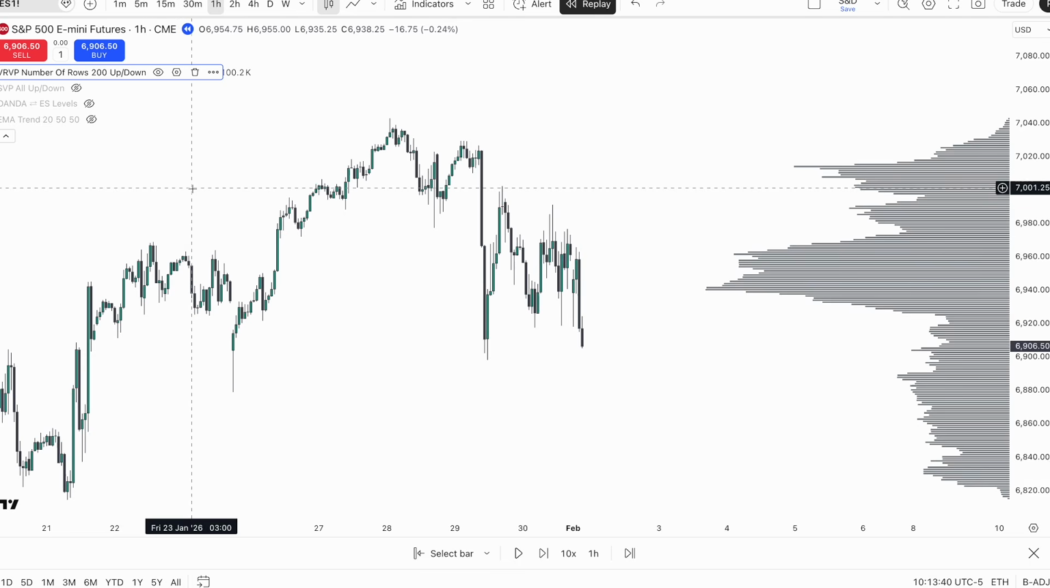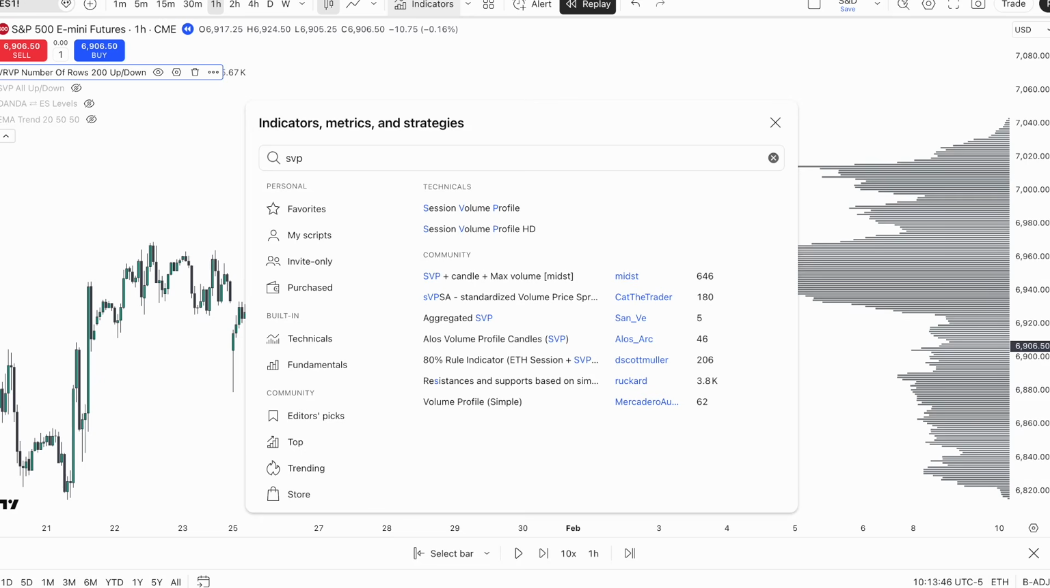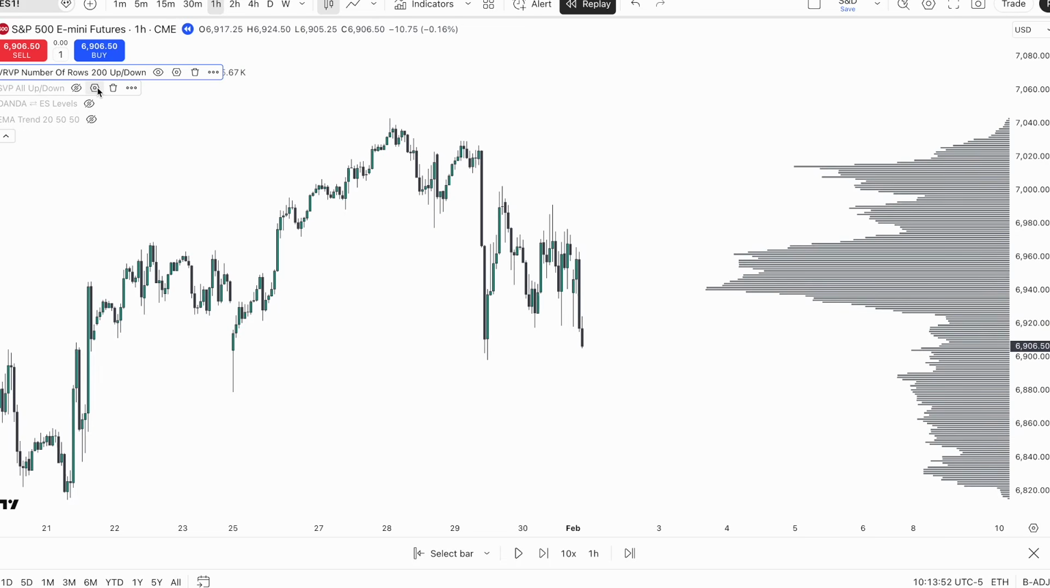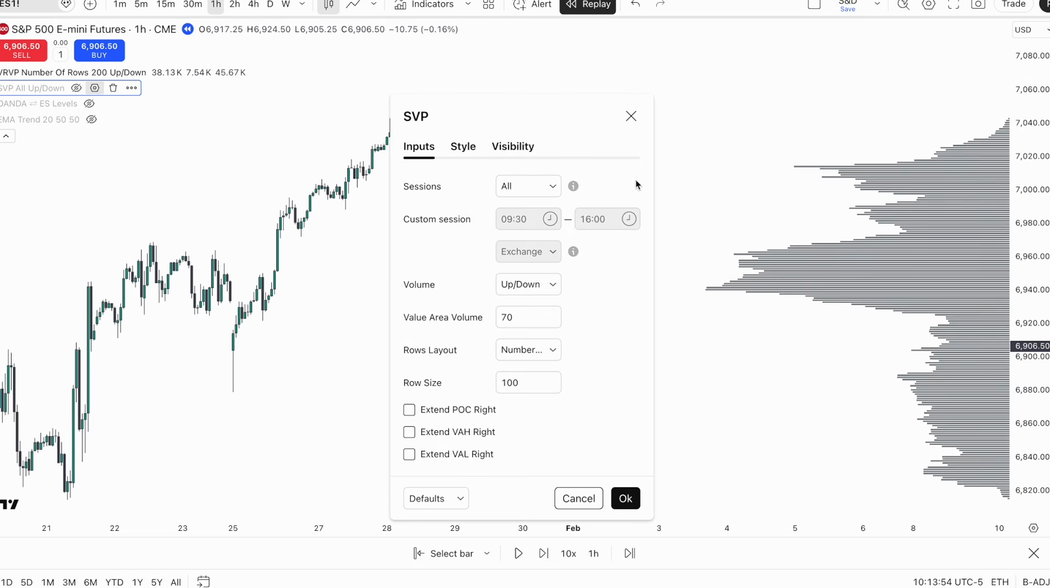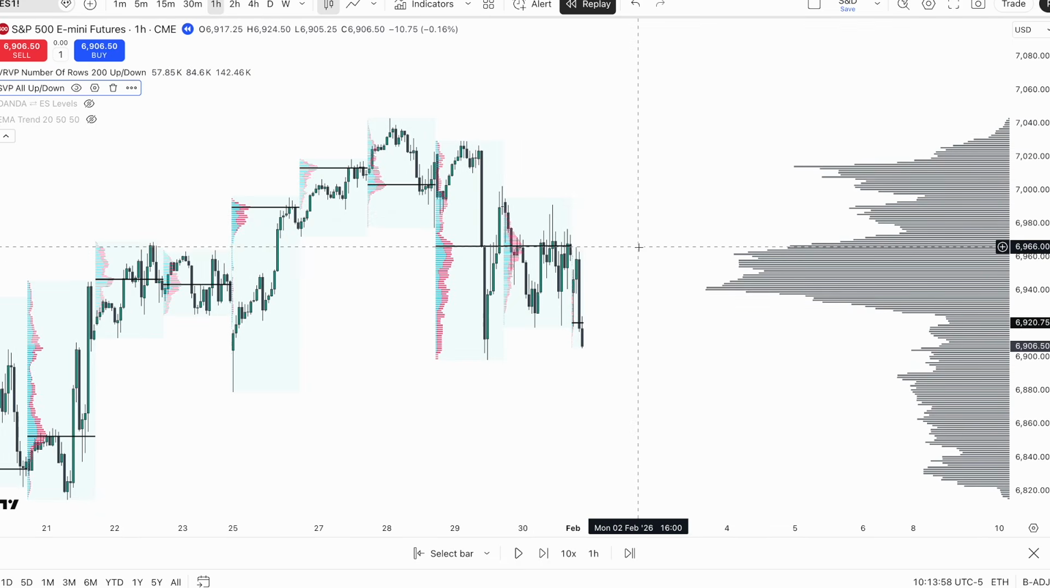Now we need to add our second volume profile, which is the session volume profile. So go into the indicator bar and type SVP. Then add this one to your chart. Go into the indicator settings and change the row size from 24 to 100. Now your chart should look like this. You have both the visible range volume profile and the session volume profile.